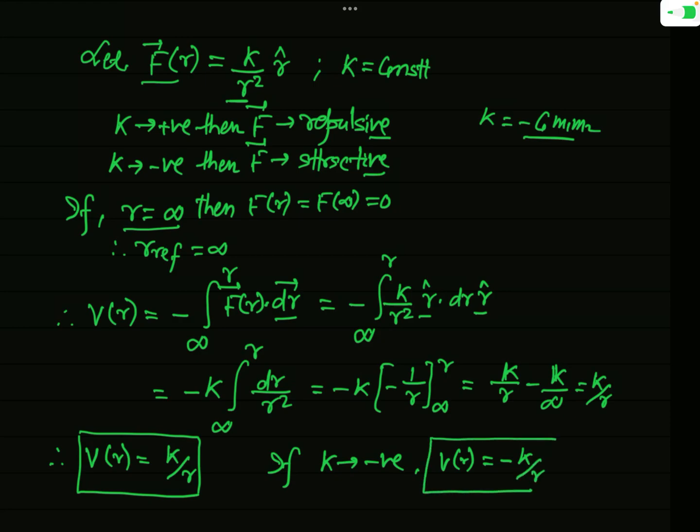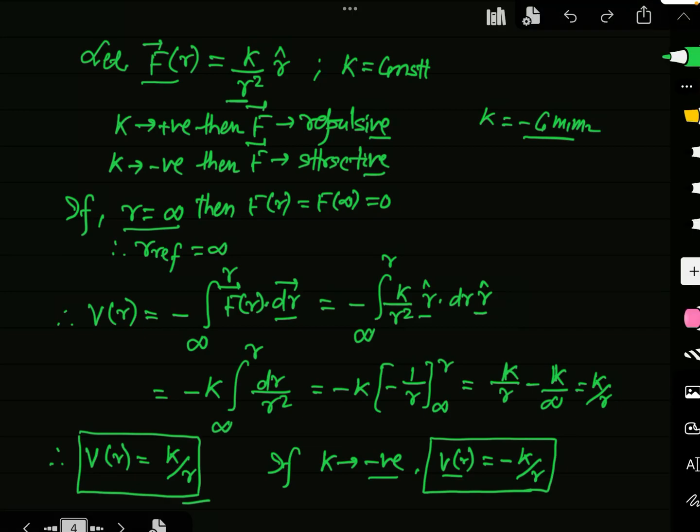So we also say flatly that in case of the repulsive central force, the potential function is positive, and in case of attractive central force, the potential function is negative. For example, gravitational interaction is attractive, so gravitational potential energy is always negative. But electrostatic interaction may be repulsive or attractive, so in that condition the potential function may be positive or negative. I think you have understood the potential concept regarding the central force.